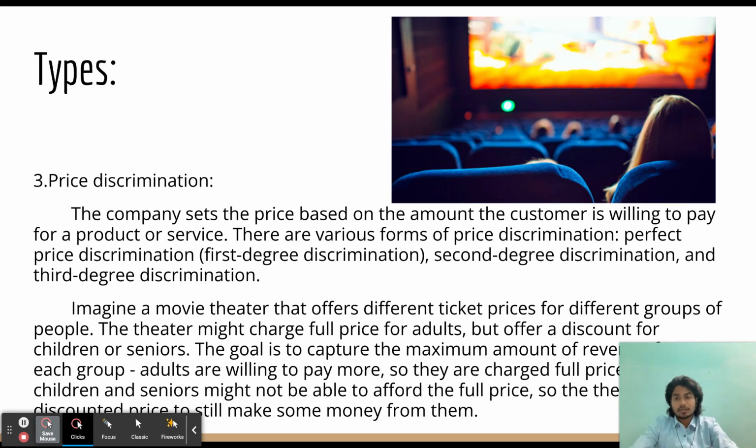So depending upon whether adults or children are coming: adults are usually willing to pay more, and children and seniors might not be able to afford the price. So according to how much a customer is willing to pay, the selling price of the product or service will be given. So these are the three types which come under the demand-based pricing strategy.